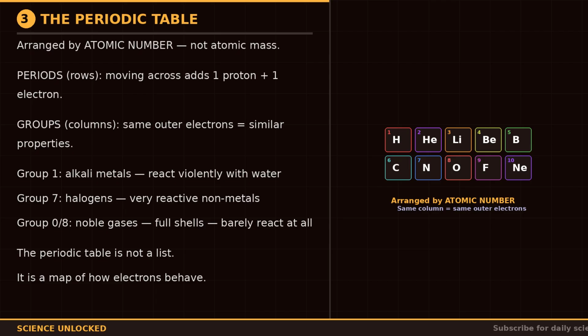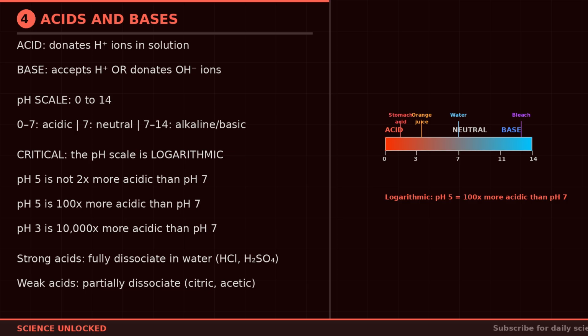All group 1 elements react violently with water. All group 7 elements are reactive nonmetals called halogens. All group 8 elements are noble gases that barely react at all, because they already have full outer shells. The periodic table is not a list. It is a map of electron behavior.